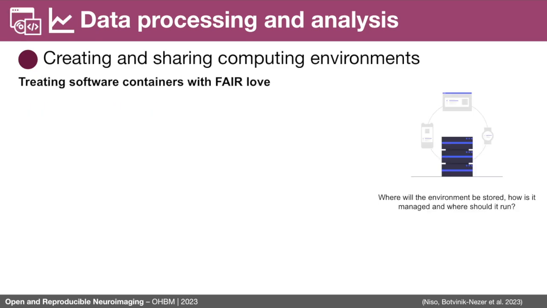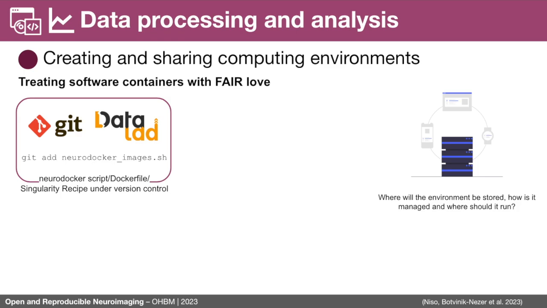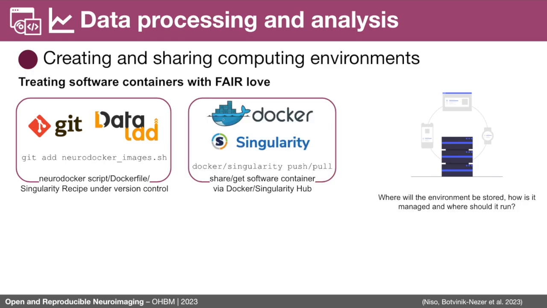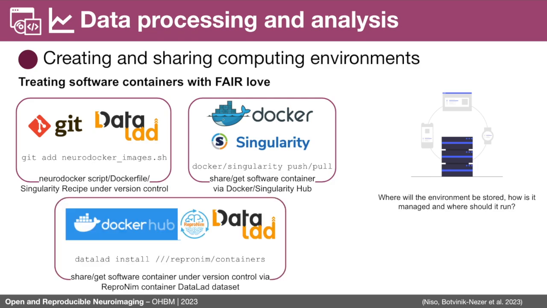And last but not least, where will the environment be stored, how is it managed, and where should it run? This is basically bringing back all the aspects we talked about before. So for example, you can use NeuroDocker, the script and the Docker file you're creating with that, or the Singularity recipe, and you put that on version control using Git and or DataLad. You can share and get software containers via dedicated repositories on the internet, that is Docker and Singularity Hub. And even better, you can share and get software containers on version control via a repronim container dataset, which is something that we're going to talk about in just a bit.